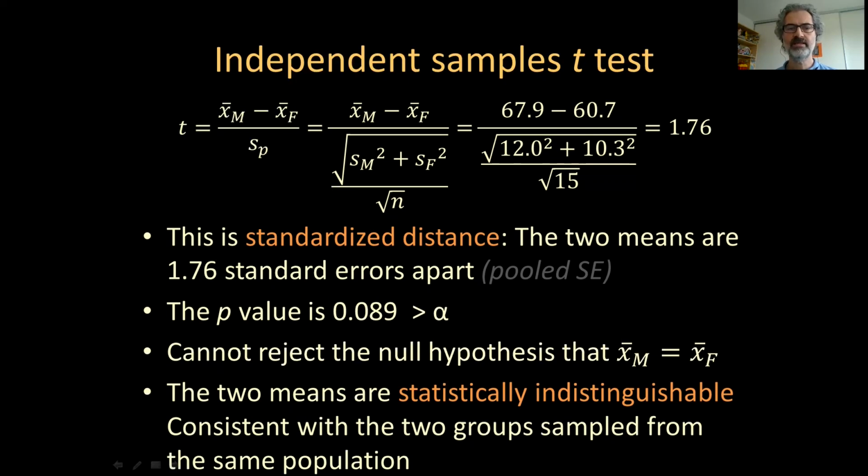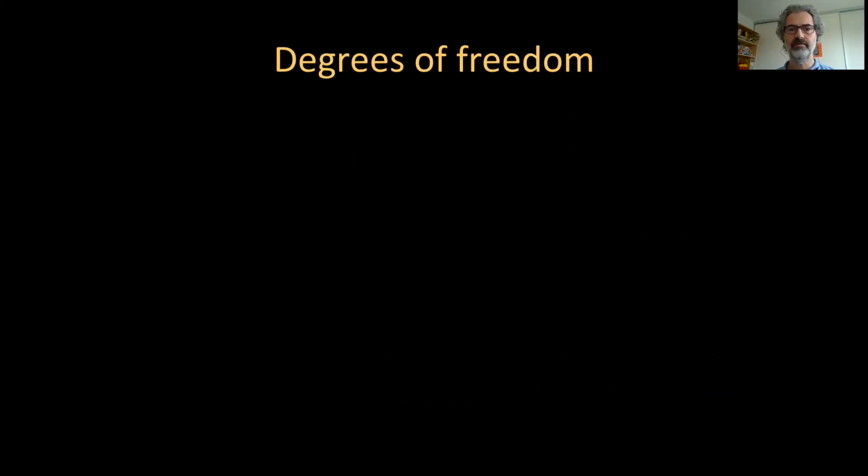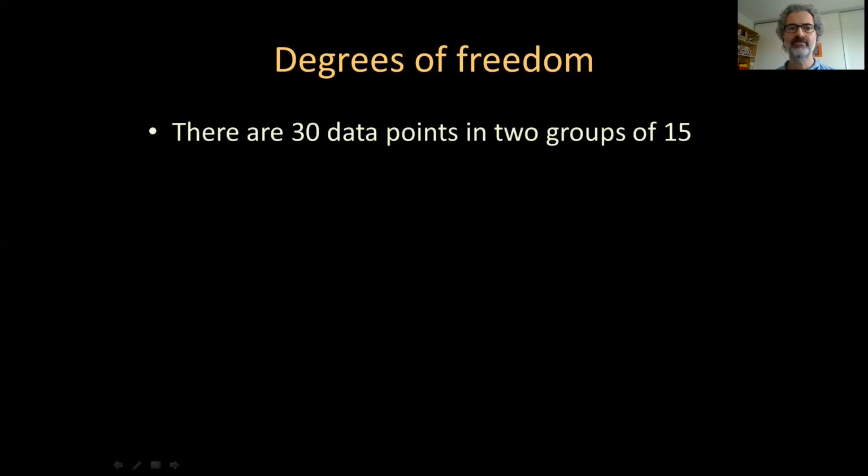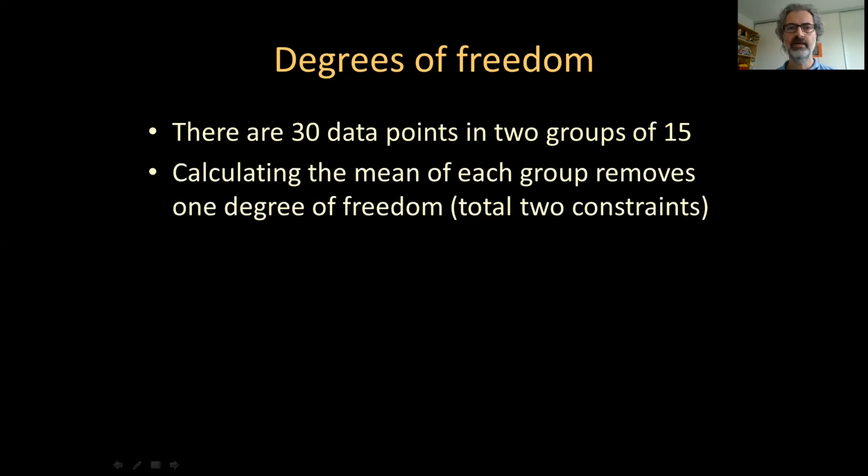There is one piece of information that I haven't mentioned yet, which is very important, and that has to do with the degrees of freedom. I haven't told you what value I used to look up that p-value. To find out how many degrees of freedom we have here, we need to consider how many data points are free to vary in this situation. There are 30 data points, but they are in two groups of 15, and we actually calculated the mean of each group. So we summed up the values in each group separately. Therefore, we have removed 1 degree of freedom from each group. That adds up to 2 constraints in total, not just 1.